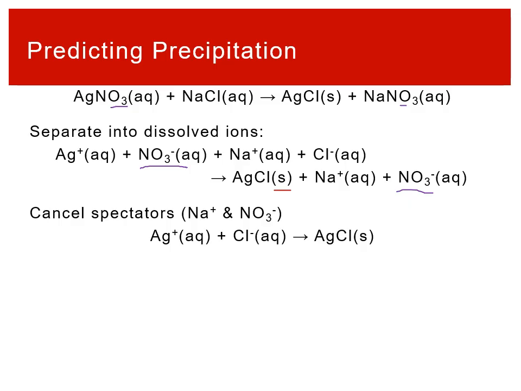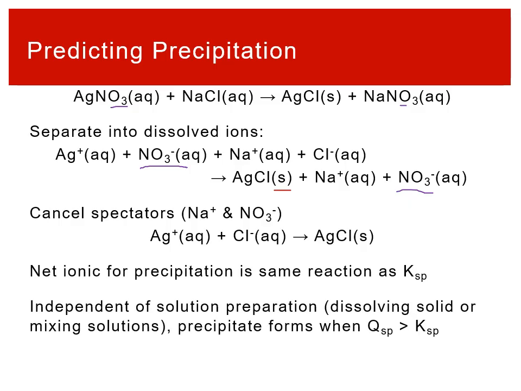becoming silver chloride solid, and that is the actual precipitation process, which you'll note is just the inverse of the Ksp reaction. So the equilibrium constant for precipitation formation is 1 over the equilibrium constant, or 1 over the solubility product, right? It's 1 over that, because it's just the inverse of the reaction.